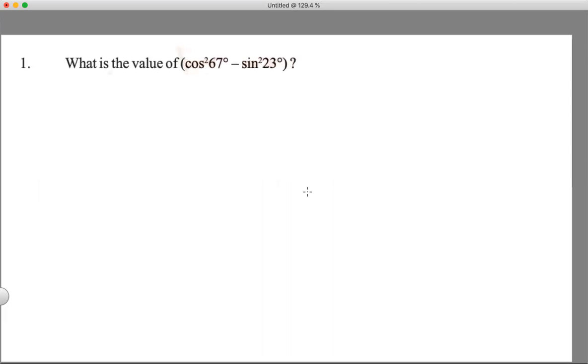Okay. So what is the value of cos square 67 degrees minus sine square 23 degrees? A very simple question. These types of questions come for 1 mark. 0. Yeah. It is a complementary angle situation. So this thing can be written as sine square 23 degrees, right? And then this entire thing becomes 0.